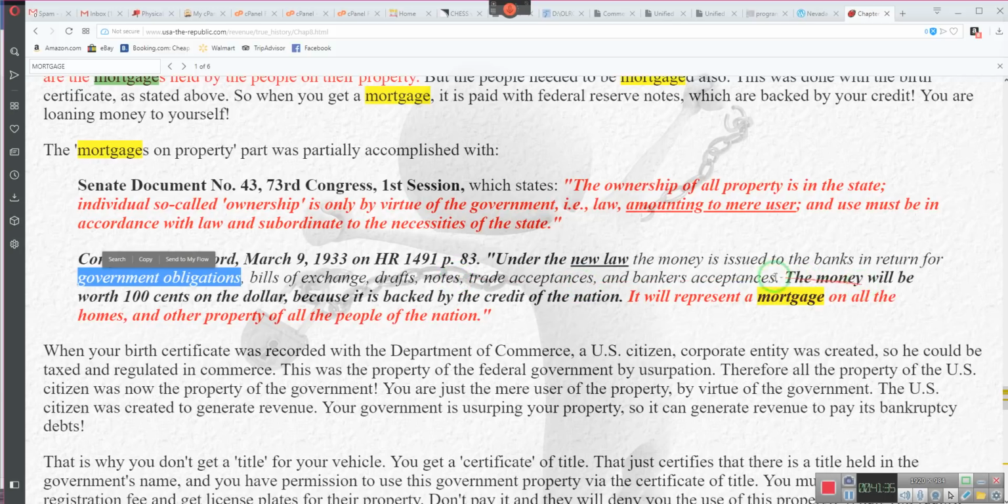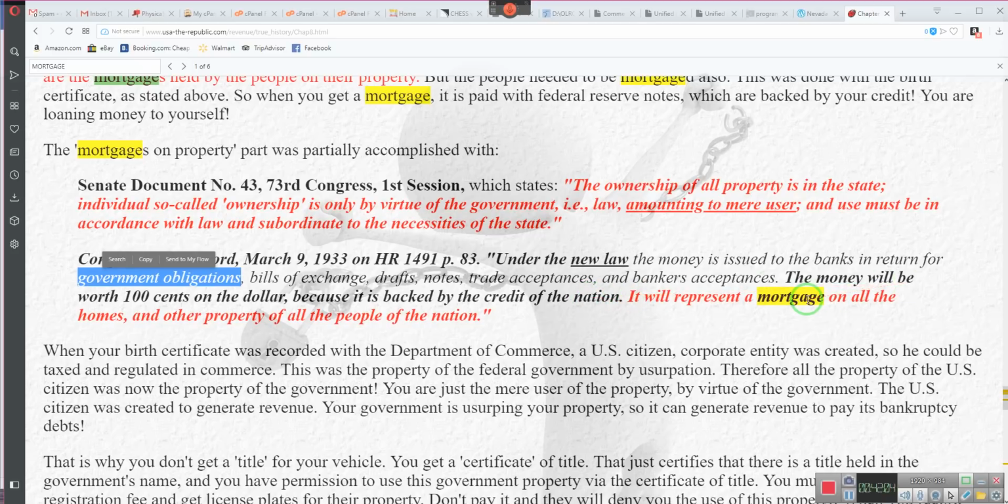The money, credit, will be worth 100 cents on the dollar. They are not talking about Federal Reserve notes here. Federal Reserve notes are not money. Money has value. Federal Reserve notes have no value. Anyway, 100 cents on the dollar because they're backed by the credit of the nation. Federal Reserve notes are not backed by the credit of the nation. They're not backed by anything. Pay attention. United States Treasury just told you that.